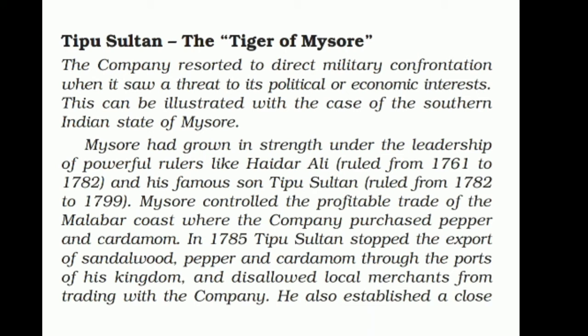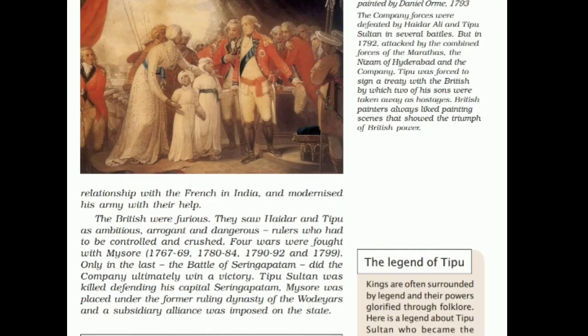Four times the company army fought with Mysore, in 1768-69, 1780 to 84, 1790 to 92 and 1799. In the last war, the Battle of Srirangapattanam, the company ultimately won a victory. Tipu Sultan was killed defending his capital, Srirangapattam. This was the combined attack of Marathas, the Nizam of Hyderabad and the company. Tipu Sultan was forced to sign a treaty with the British by which two of his sons were taken away from him. Tipu's toy tiger, kept in the Victoria and Albert Museum in London, was taken away in 1799.